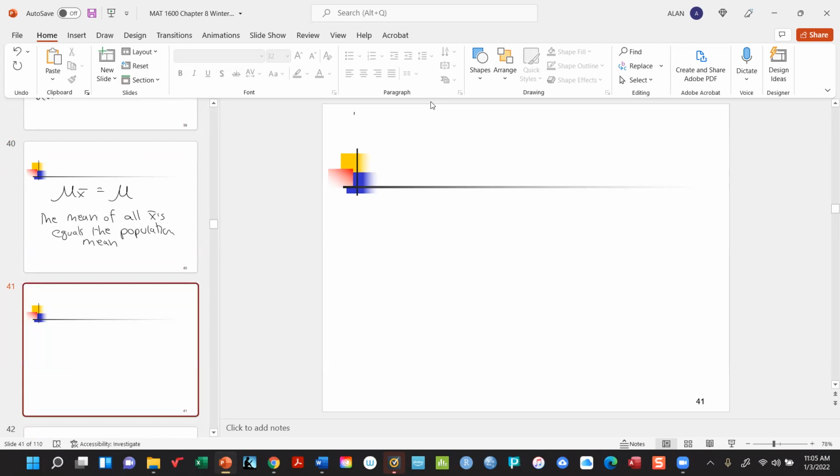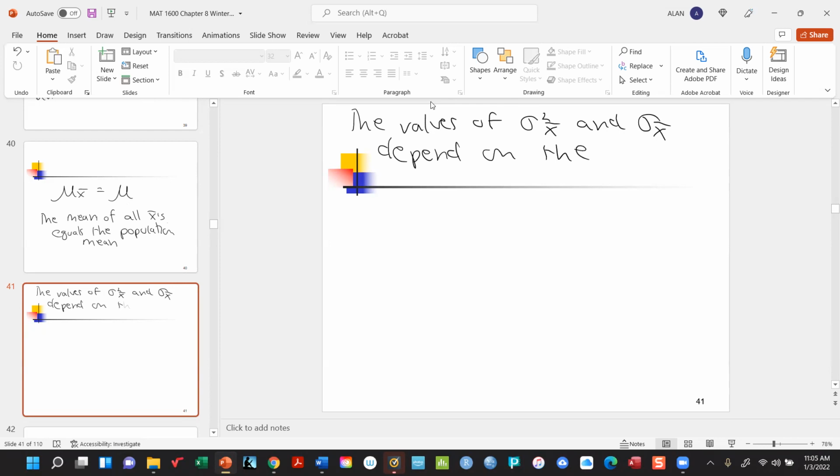The values of sigma squared x bar and sigma x bar depend on the sample size and population size.